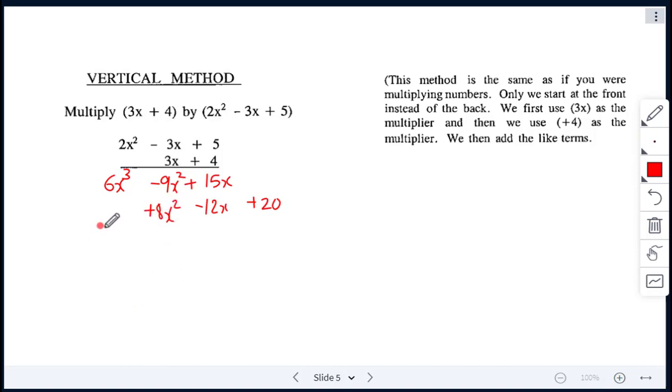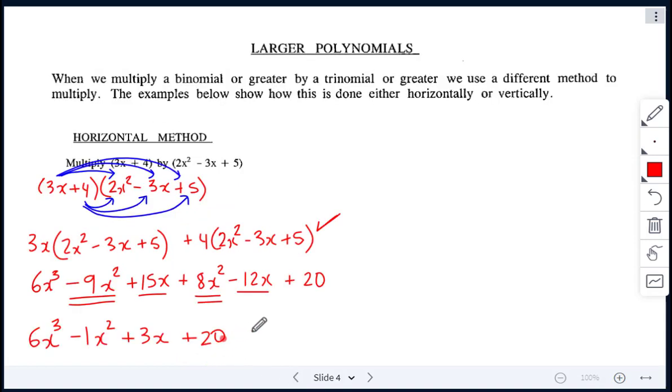All right, so then after that, we're just going to add. So we just have the positive 20 here. 15 minus 12, which is a positive 3x. Negative 9 plus 8, which is the negative 1x squared. And then we just have the 6x cubed. All right, so same answer as before. It's just done using this vertical method. So just to show again, it was the same answer.